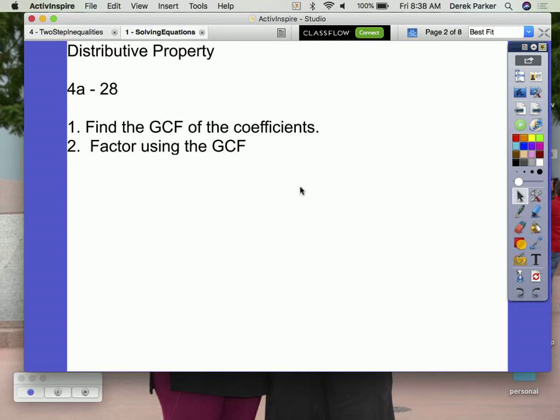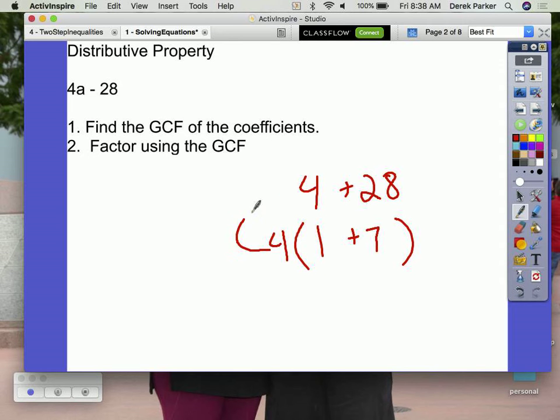So let's say I had 4 plus 28, and I wanted to create a distributive property problem using the greatest common factor. I would find the greatest common factor of 28 and 4, which is 4. 4 goes on the outside of the parentheses. And now I take that 4 out and divide it into the two add-ins. 4 divided by 4 is 1. 28 divided by 4 is 7. So this and this, they're equivalent to one another. It's just another way of writing it.